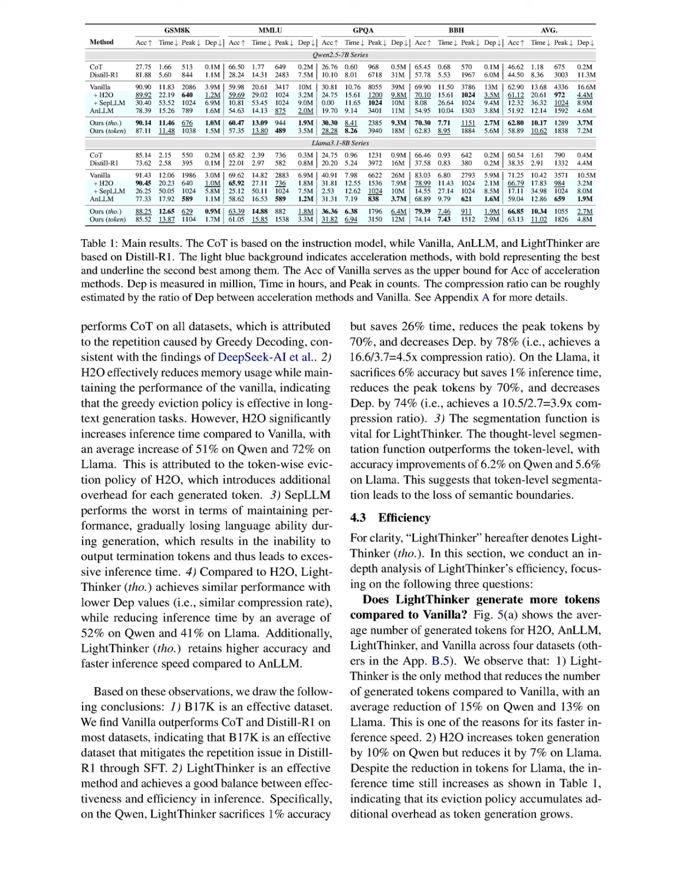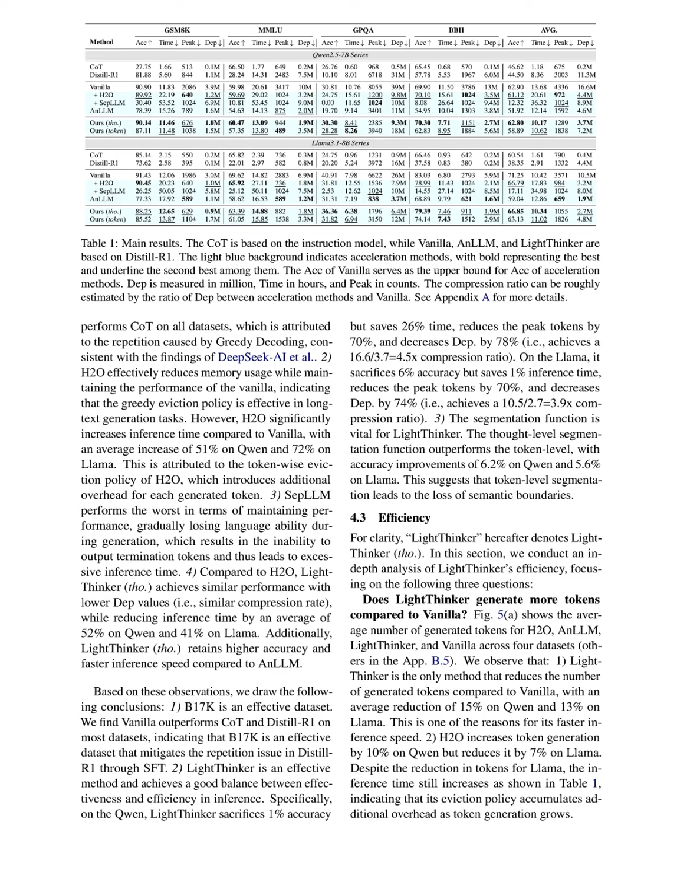Practically, LightThinker achieves a 70% reduction in peak token usage and a 26% decrease in inference time compared to the vanilla model, while maintaining comparable accuracy with only a 1% drop. In contrast, H2O increases inference time by an average of 51% on Qwen, despite reducing memory usage, indicating that LightThinker balances efficiency and performance more effectively.